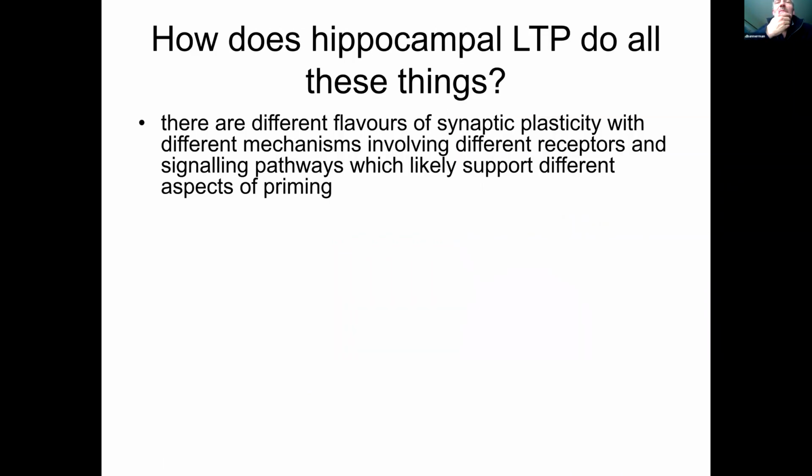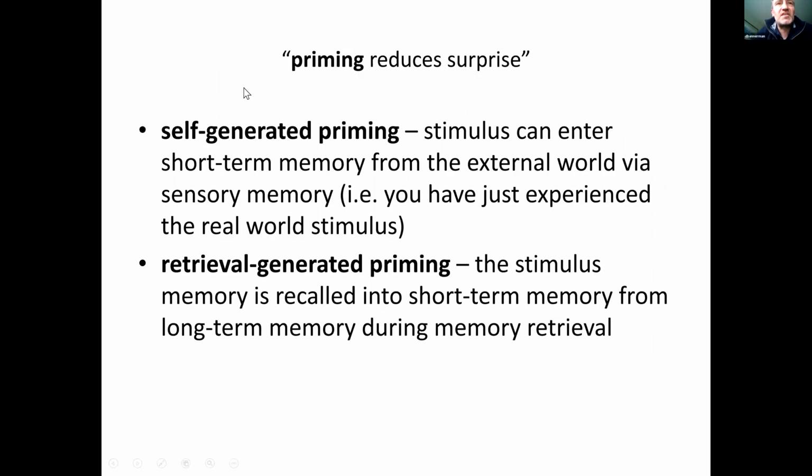Okay, so back to how can hippocampal LTP be doing all of these different things across the various psychiatric disorders? Well, obviously one possibility is that the different flavors of LTP, the LTP with different underlying mechanisms, may be important for supporting different aspects of priming. So we've suggested that there are two main forms of priming, self-generated and retrieval-generated, and hopefully I've convinced you that GluA1 is important for self-generated priming. We know that GluA1 isn't necessary for retrieval-generated priming.